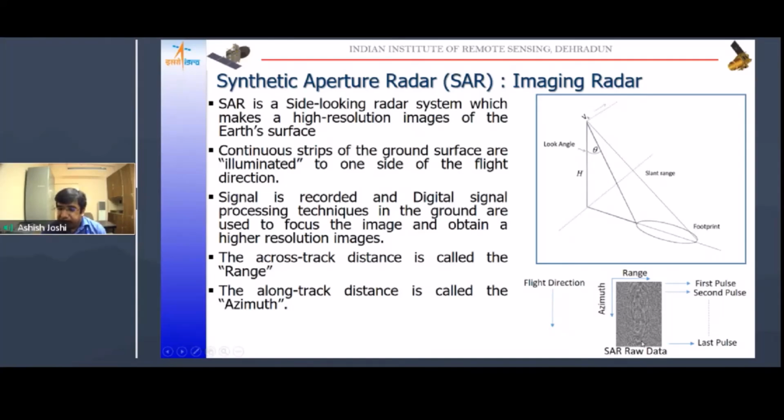These SAR raw data we will get on the ground. This SAR raw data is basically complex data. In SAR data processing, we will use the complex data for processing. The across-track direction distance is called the range, and the along-track direction is called the azimuth.